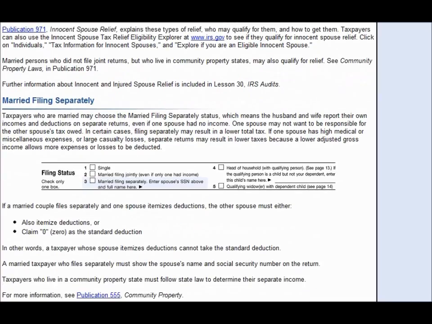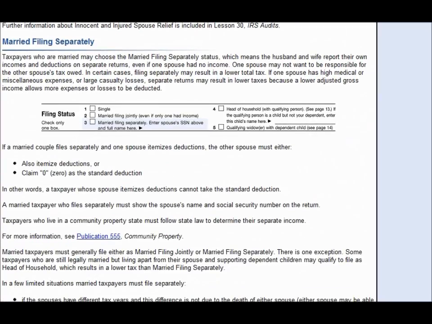Now let's move on to married filing separately. Taxpayers who are married may choose to file married filing separately, which means the husband and wife report their incomes and deductions on separate returns, even if one spouse had no income. One spouse may not want to be responsible for the other spouse's tax owed, helping avoid injured spouse situations. Again, look at the filing status box here. Number 3 would be checked on your software. If a married couple files separately and one spouse itemizes, the other spouse must either also itemize or claim 0 as the standard deduction.